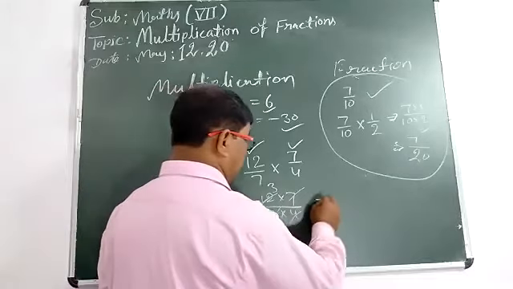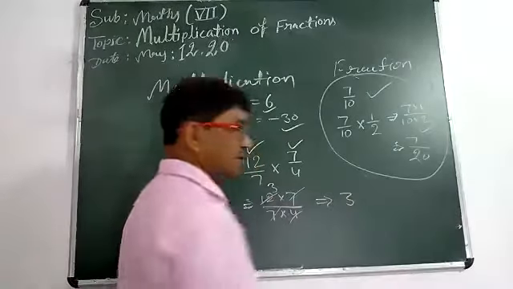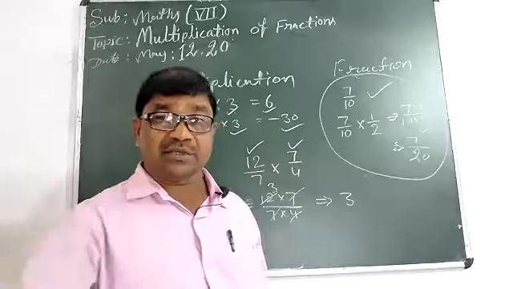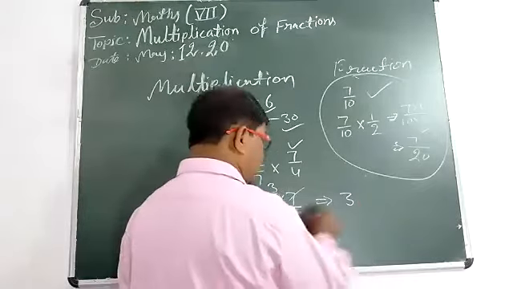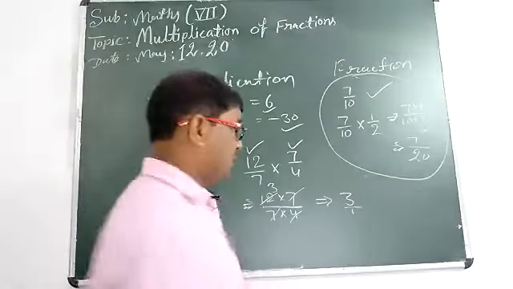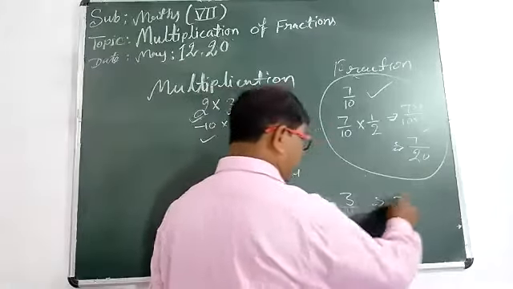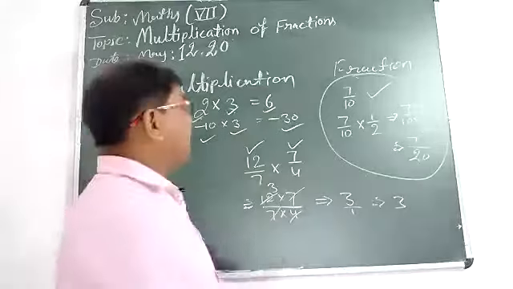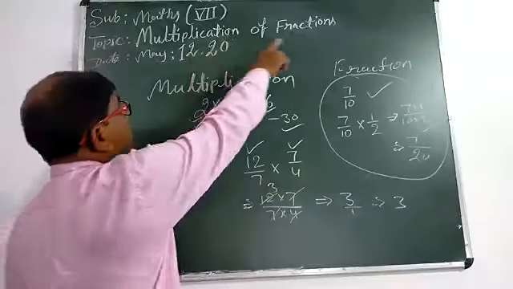Now student, our product is 3. Our product is 3, but 3 upon 1. Here 1 is left out, as you know. So our result is only 3. That is called multiplication of fraction.